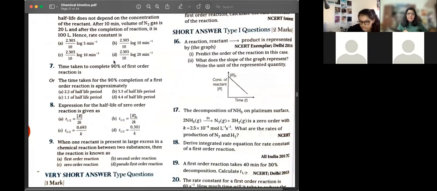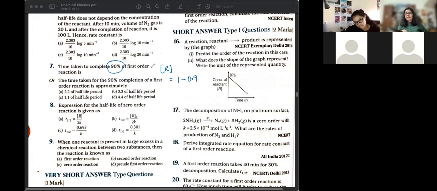So 90% should be complete, meaning the final concentration should be 1 minus 0.9, like 100 minus 90% of the R. Yeah, okay. So we're talking in moles. 0.1 R naught, fractions, 0.1 R naught, percentage. And the options are given in terms of half-life.